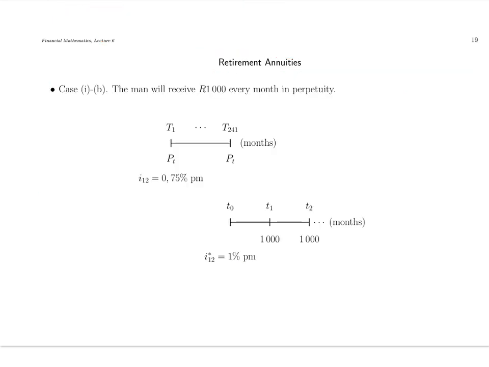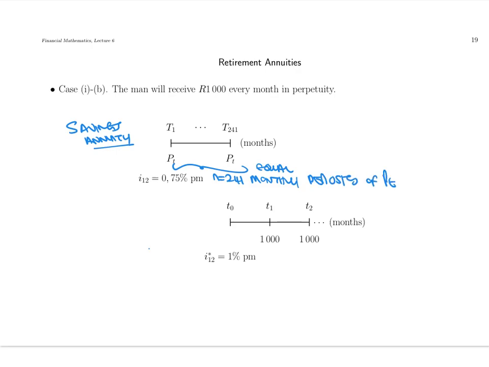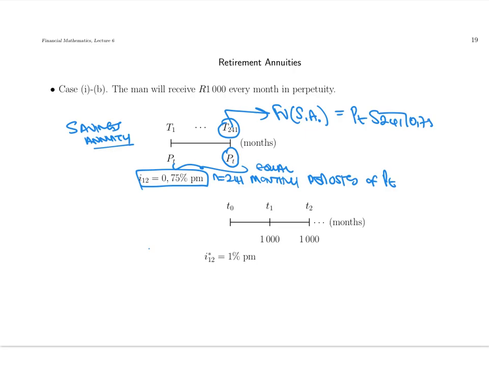Okay, so let's look at the timeline now. Let's first look at the timeline of his savings annuity. This is the savings annuity. Remember the savings annuity has N equal to 241 equal monthly deposits of PT, right? And because the deposits are monthly, I need the monthly interest rate, which I have. Then remember that the future value of the savings annuity takes place when I make the last deposit, which is at T241, and that is equal to PT S 241 at 0.75%. That is the amount in his account. That is what the amount in his account should be at this point.